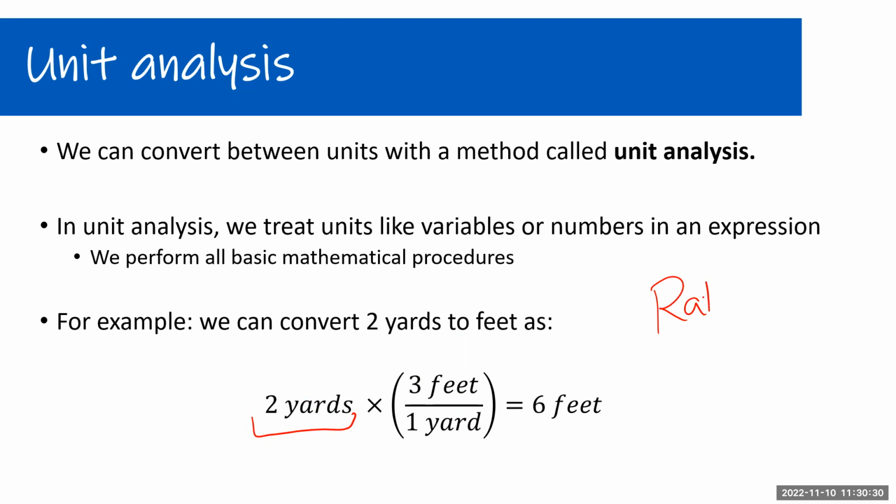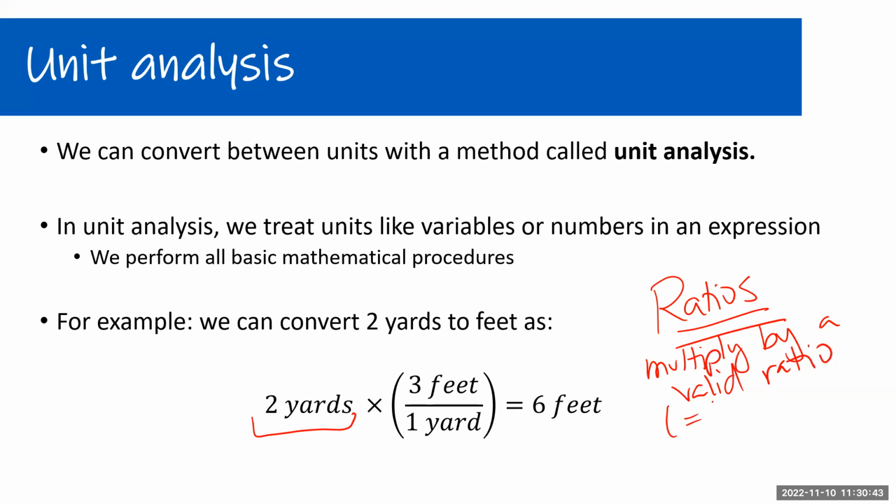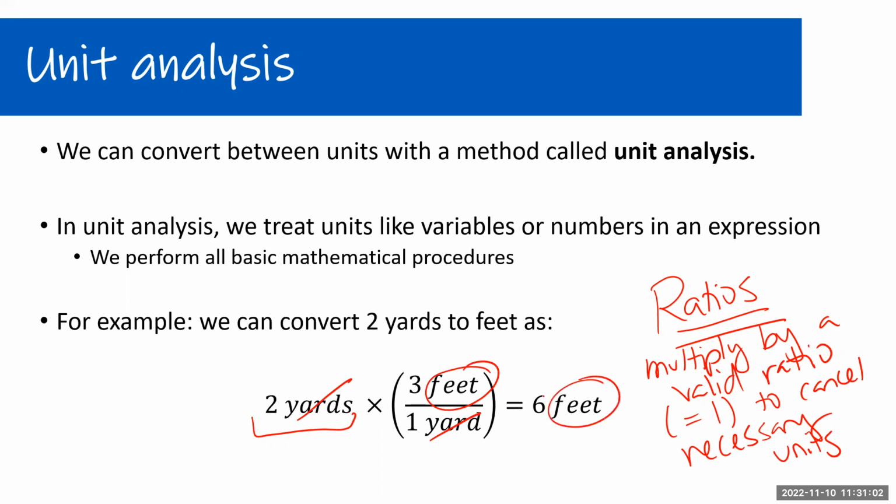Everything we're doing, we're multiplying by ratios, okay? We want to multiply by a valid ratio, where that ratio equals 1, right? 3 feet to 1 yard is 1. 1 yard does equal 3 feet, okay? To cancel your necessary units. And whatever you're left with is what you're converting to. So here, yards cancel, and we're left with feet, which is the unit that we wanted, okay?